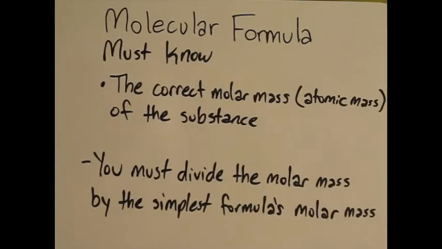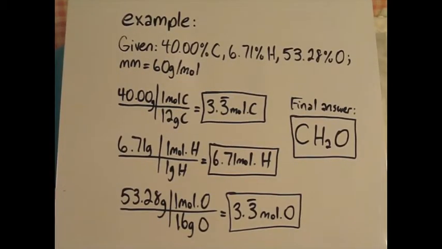Similar to empirical formula, next you're going to learn the molecular formula. To find the molecular formula for a compound, you need to know the correct molar mass of the substance. The molar mass is also known as the atomic mass. To determine the molecular formula, we divide the molar mass by the simplest formula's molar mass. This gives us a whole number, which you then multiply all the atoms in simplest formula to get the molecular formula.